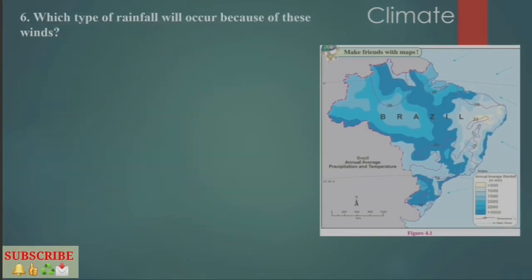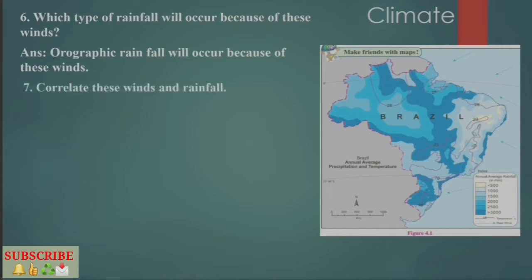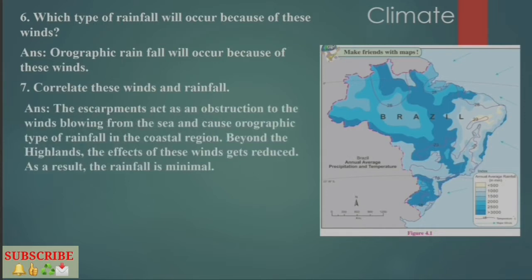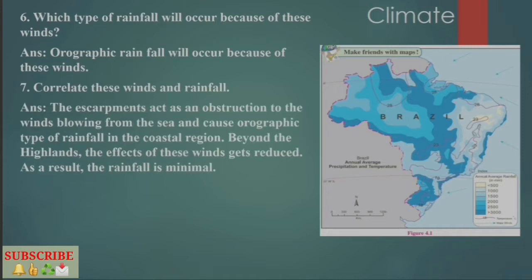The next question is, which type of rainfall will occur because of these winds? The answer is, orographic rainfall will occur because of these winds. Question 7th, correlate these winds and rainfall. The answer is, the Great Escarpments act as an obstruction to the winds blowing from the sea and cause orographic type of rainfall in the coastal region. Beyond the highlands, the effect of these winds gets reduced. As a result, the rainfall is minimal.